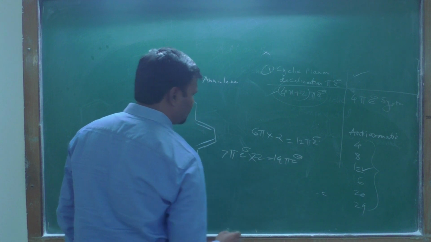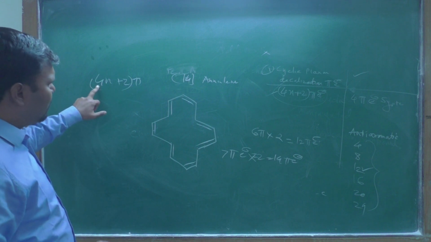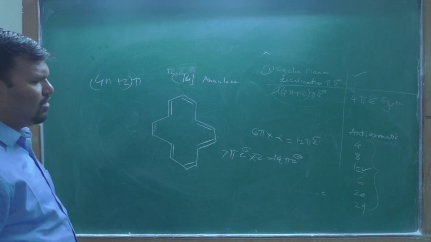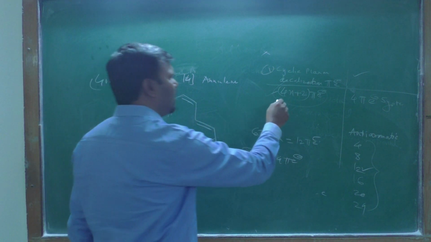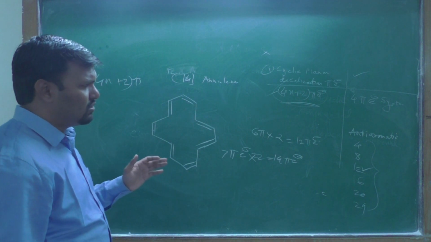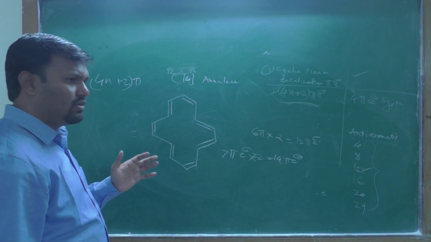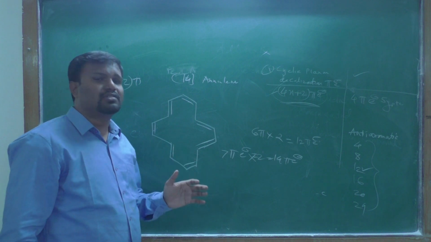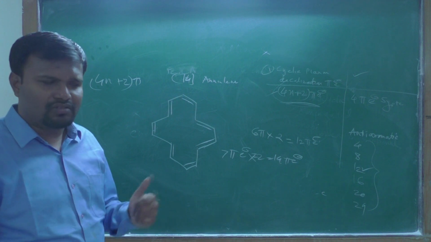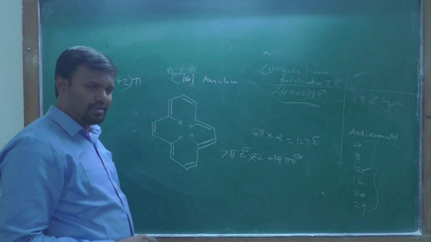Okay, 14 pi electrons is the 4n plus 2 pi electron system. When you put n as 3, 4 into 3, 12 plus 2, 14 pi electrons. Therefore, it follows the Huckel number. But to find out if it is aromatic, you have to find out the first very important condition: is it cyclic, is it planar, is there delocalization of pi electrons? Then you can predict it is aromatic, theoretically.